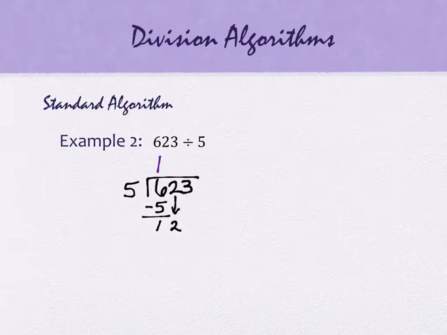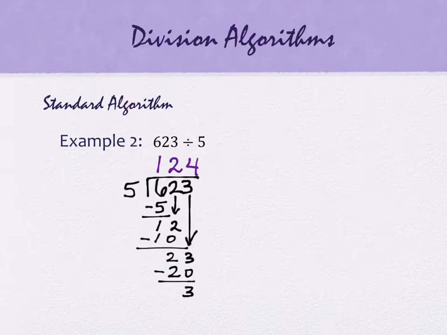So it shouldn't be 1, right? We would go backwards and say it's 2. So 2 times 5 is 10. And we subtract and we get 2. And then we bring the 3 down. And we say, how many times does 5 go into 23 now? 4 times. 4 times 5 is 20. And we subtract and we get 3. And for the purposes of what we're doing right now, we're looking at leaving numbers with remainders. This is 124, remainder 3.